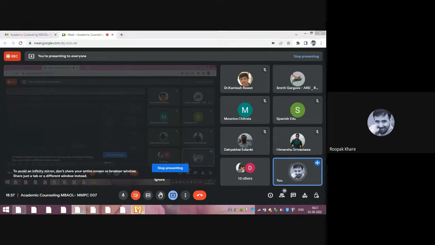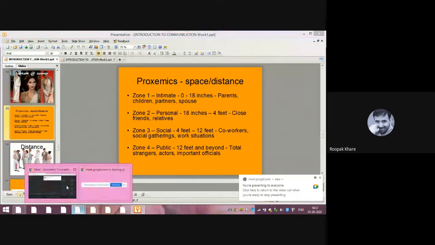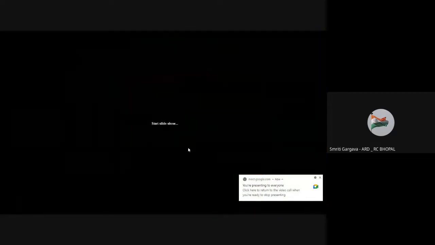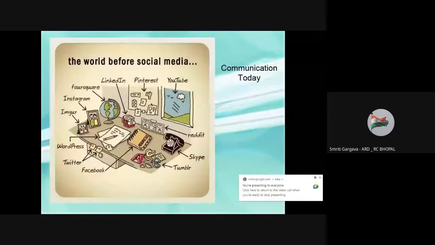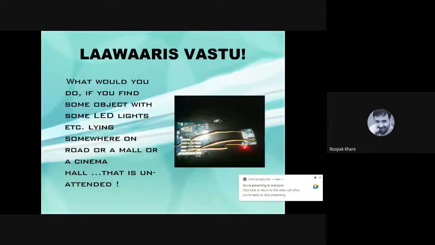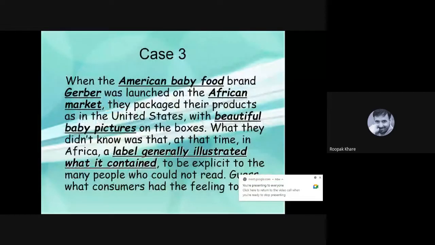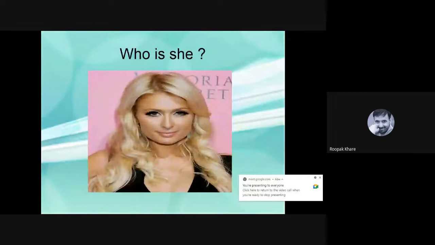We were talking about things in block one. We had understood what communication is. We had spoken about business communication. We had considered certain case studies and all these case studies, if you remember. I'm sure you're able to see my screen.